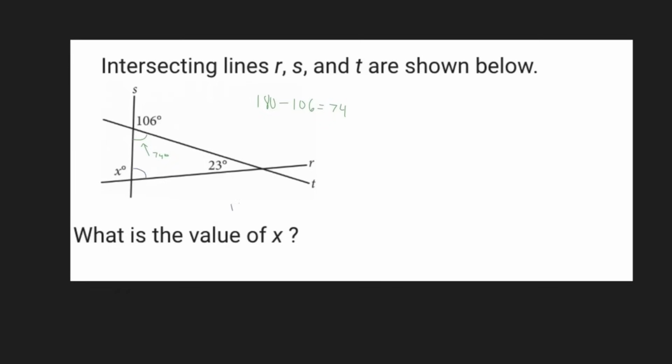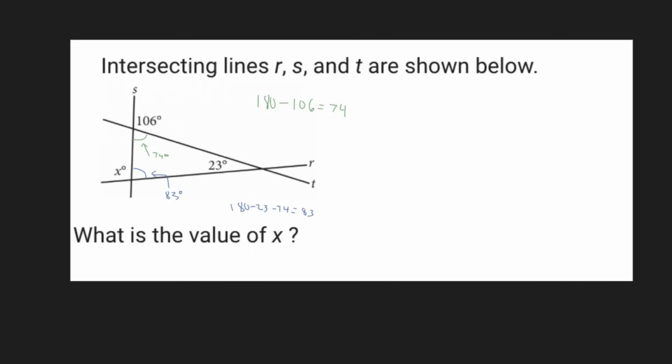And so we just do 180 minus 23 minus 74, and we get a value of 83. So because this angle is 83 degrees, that means we can also use supplementary angles again to find the value of x.